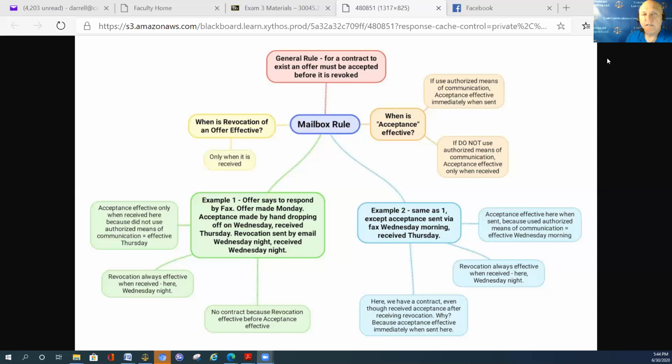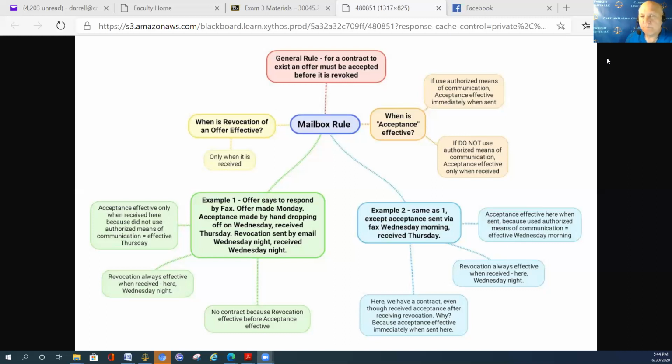If I said, let me know by return snail mail, postal service, and you put it in the mailbox on Wednesday and I don't get it till the next Tuesday, when is the acceptance effective? Wednesday when you send it, not when I receive it. Wednesday when you send it. Why? Because I used the authorized means of communication, the one dictated in the offer, or you used it, I guess.